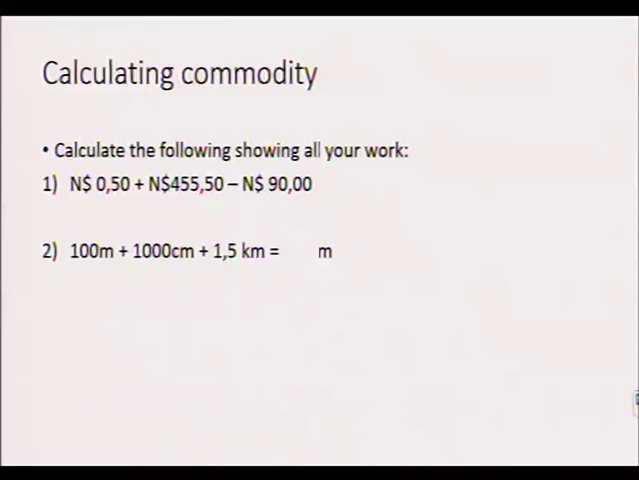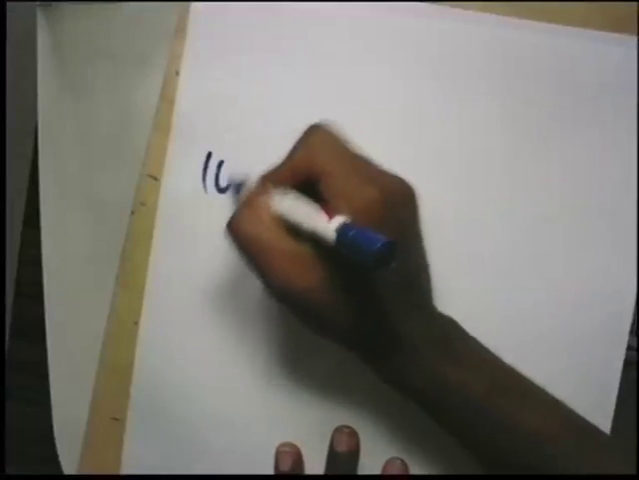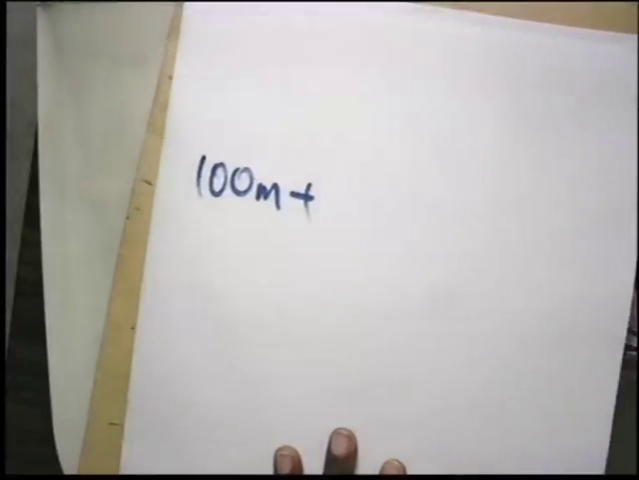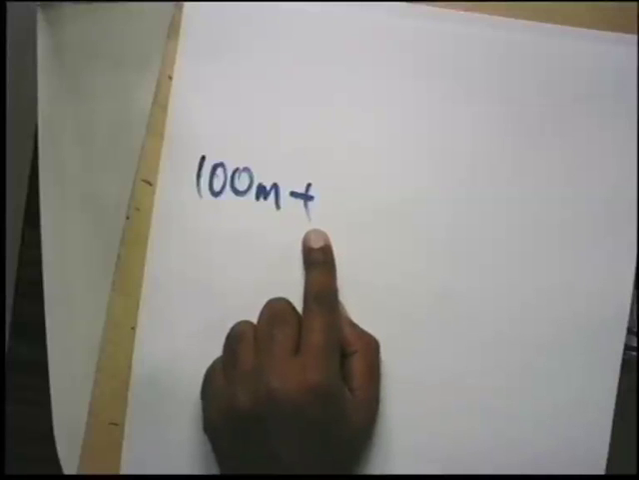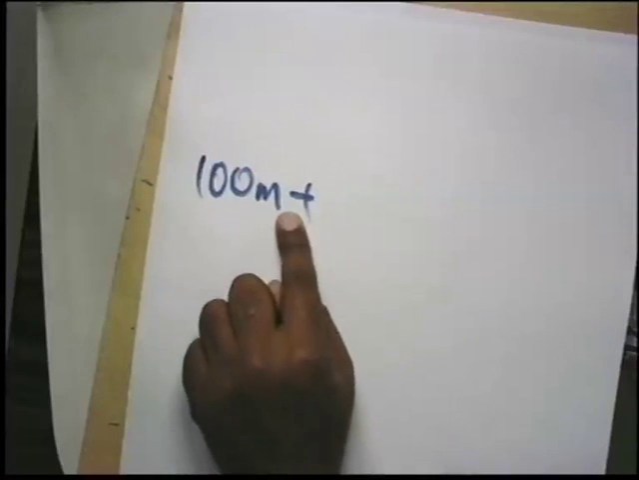But when you look at number 2, it's 100 meters plus 1,000 centimeters plus 1.5 kilometers. And you notice that none of them are in any one unit. But when you look at the answer, they are requesting the answer to be in meters. So what you do is you take your 100 meters and your 1,000 centimeters, you convert it to meters, because you want everything to be in meters.